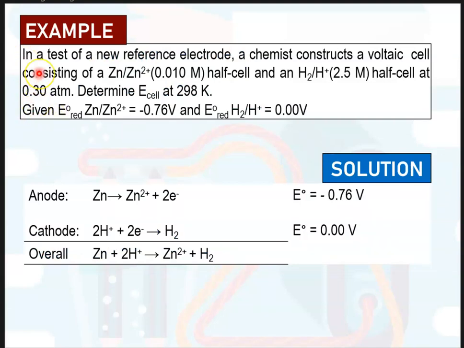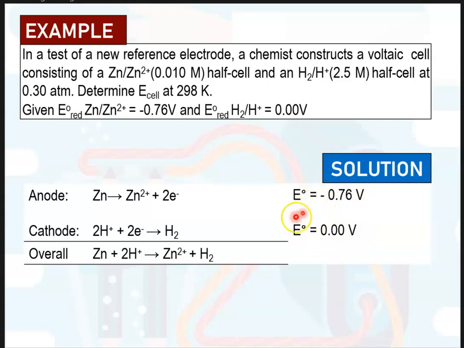Okay, look at this example. A chemist constructs a voltaic cell consisting of zinc with a concentration of 0.01 molar and hydrogen with 2.5 molar at 0.3 atmosphere pressure. Determine the E cell.